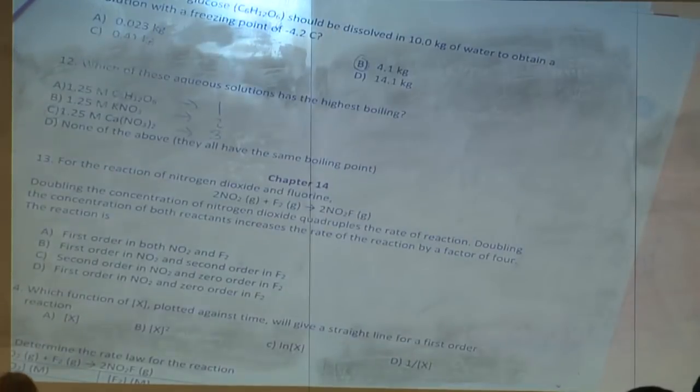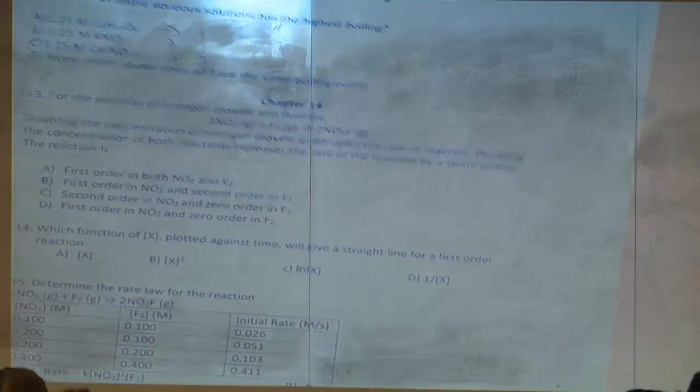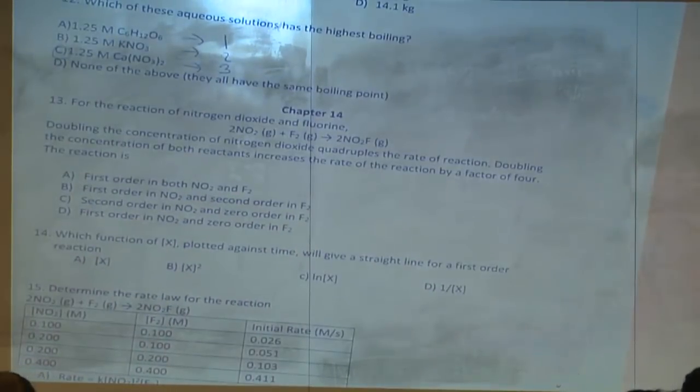Okay, so now we're going to go on to chapter 14. All right. So I gave you a reaction. So this has to do with rate law. So when we double the concentration of nitrogen dioxide, it quadruples the rate of the reaction. That means nitrogen dioxide is second order.